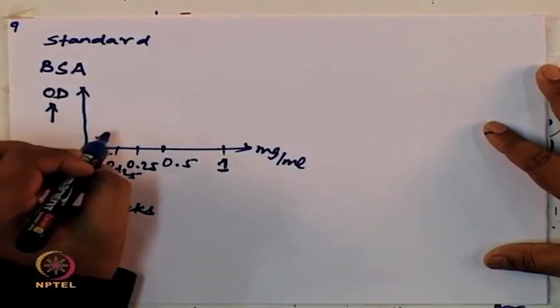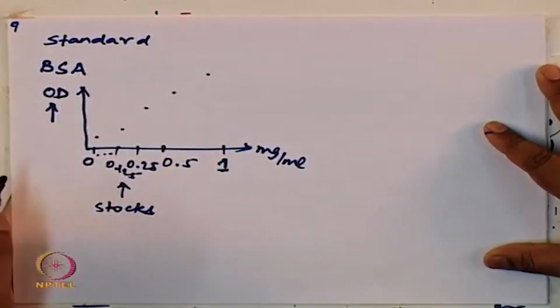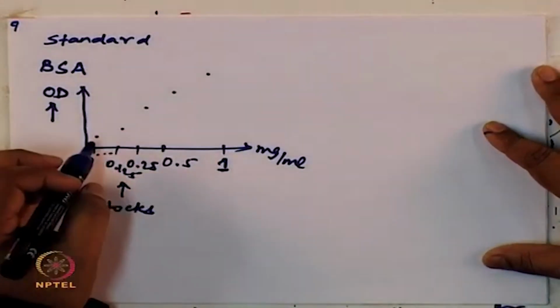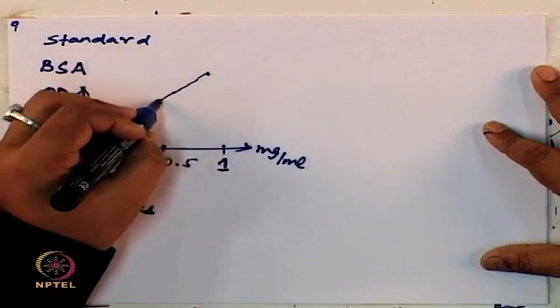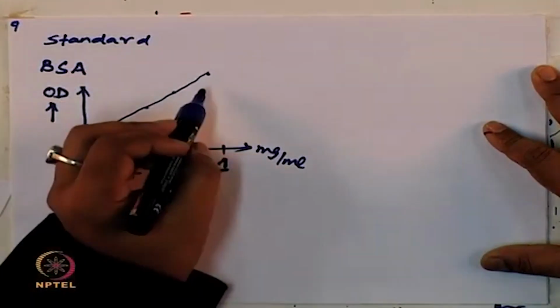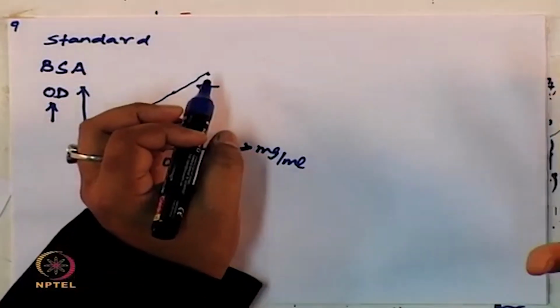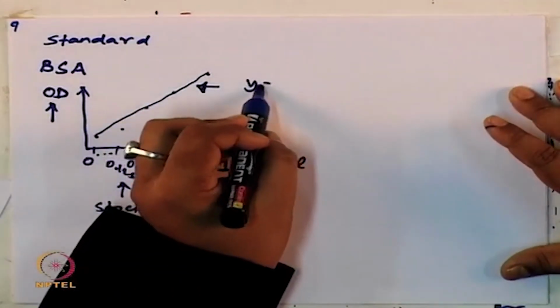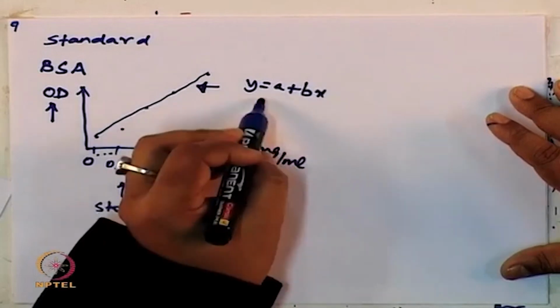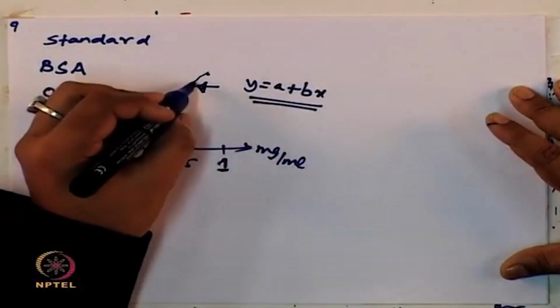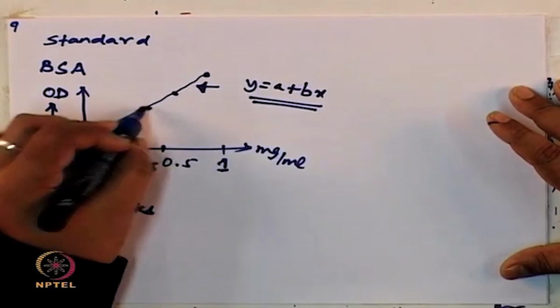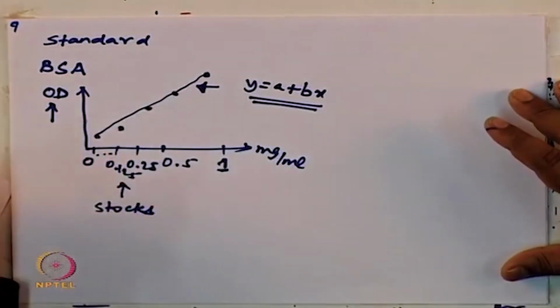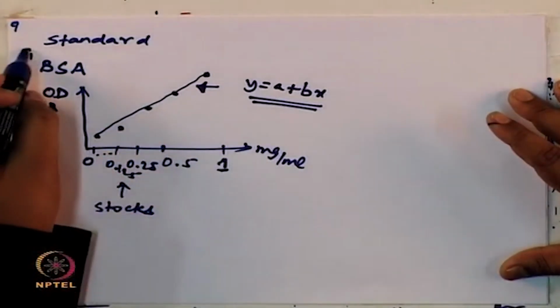So, what you will have are these data points, and to this you would fit a line to get the estimate of your sample. Okay. So, Y is equal to A plus Bx is what you will obtain. You will obtain the equation corresponding to these data points which are prepared with stocks of various concentrations. Okay. So, this is your step 1.